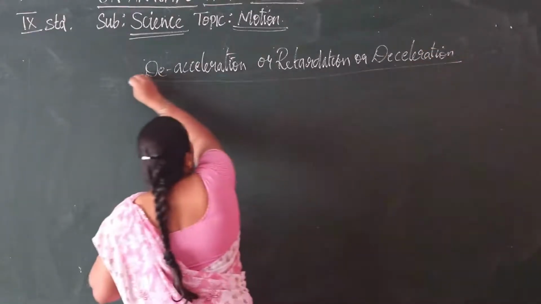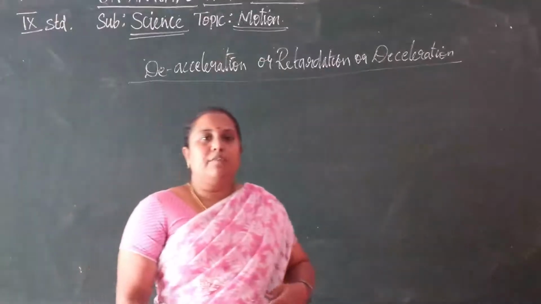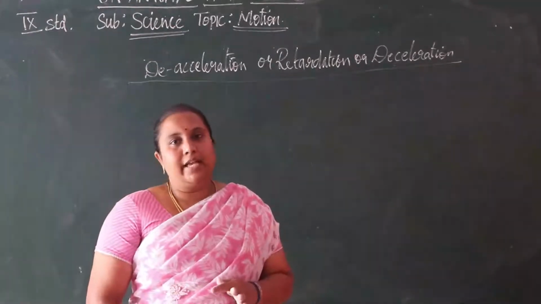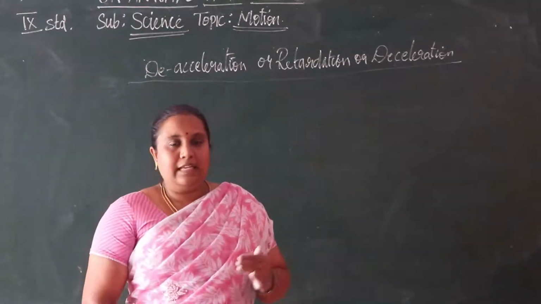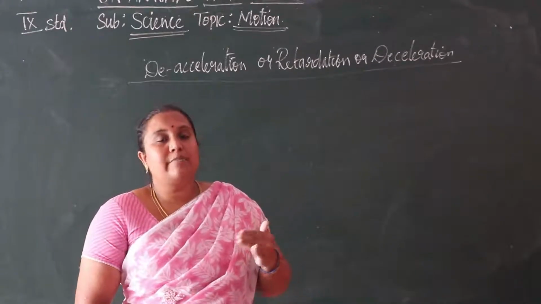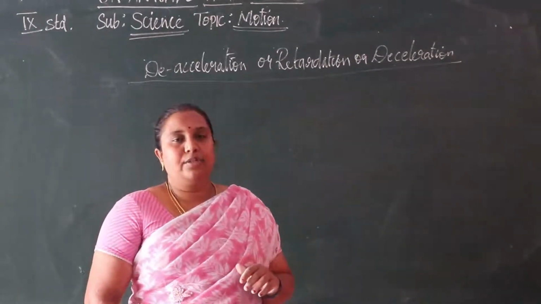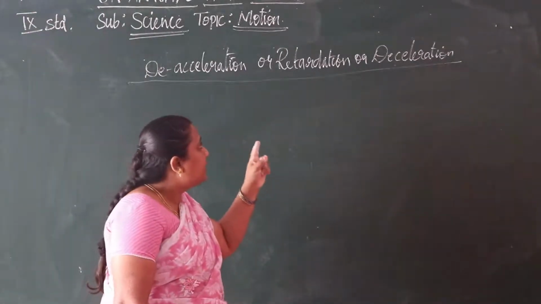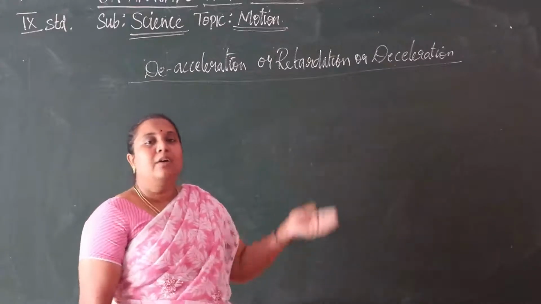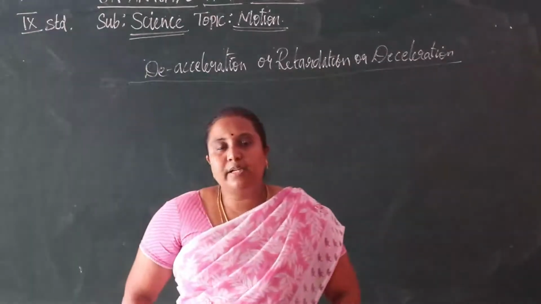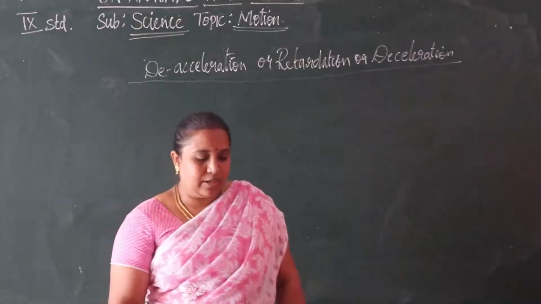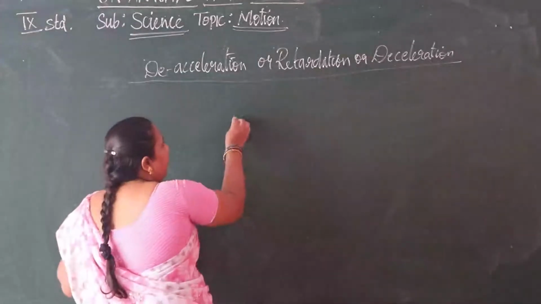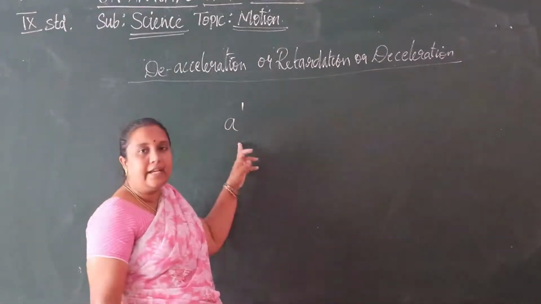These are the negative concept of the non-uniform motion. That is, the velocity decreases with time taken. The graph also shows a decrease, and it means it is a negative acceleration. Deceleration, or retardation, we can say is a negative acceleration. Acceleration we take as a, and in deceleration we take it as a dash.